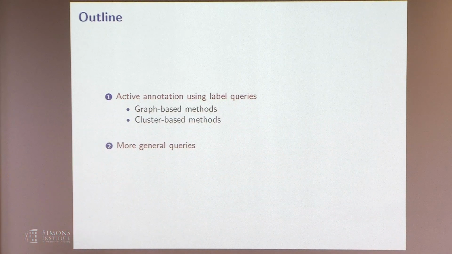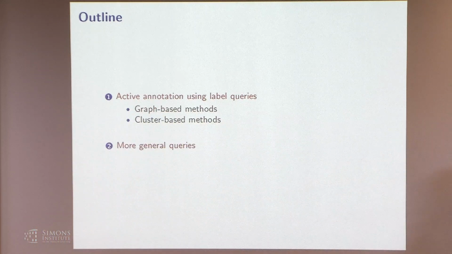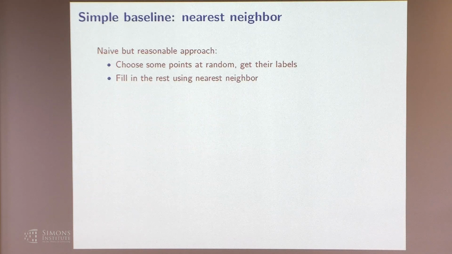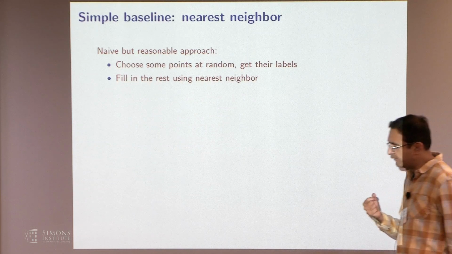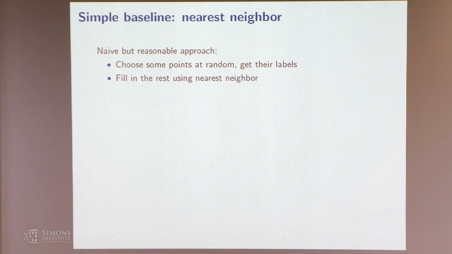Okay, so we have the active annotation problem, and I'll talk about methods over here. There are two broad classes of methods that have been pretty successful, both on the theory and practical side: graph-based methods and cluster-based methods. I'll spend a little bit of time talking about these. So how would you even solve this problem? Okay, here's a really simple baseline. You have this data set, you're forced to label all of it. Why not do this? Pick a few points at random, get the labels, and fill in the rest using nearest neighbor.